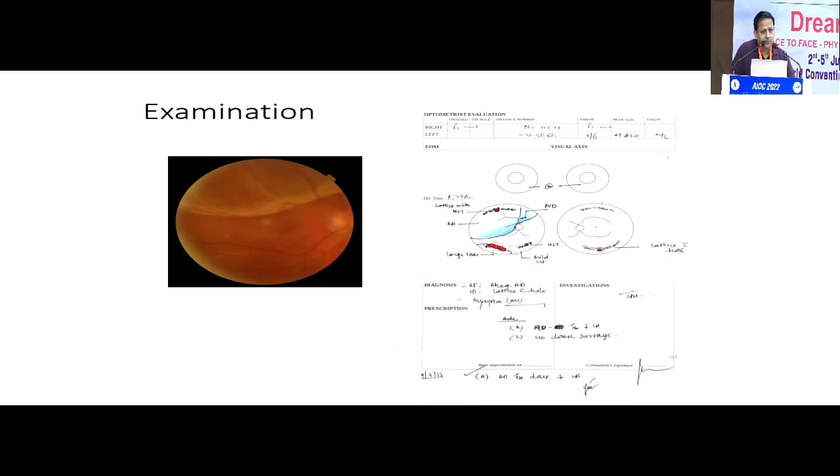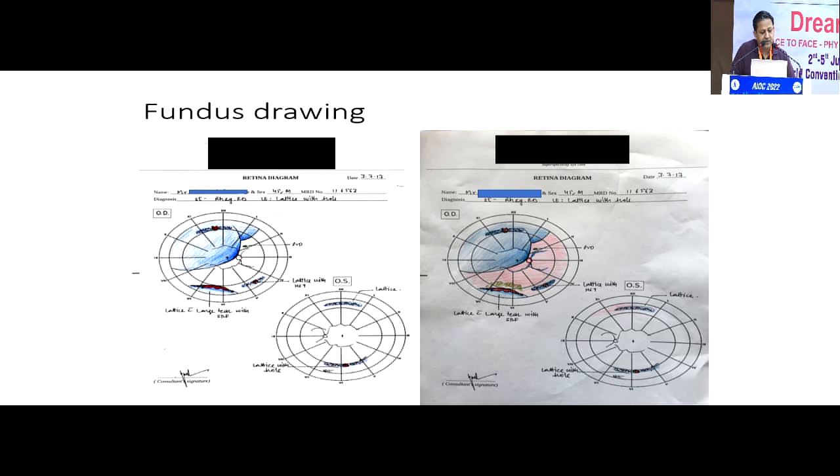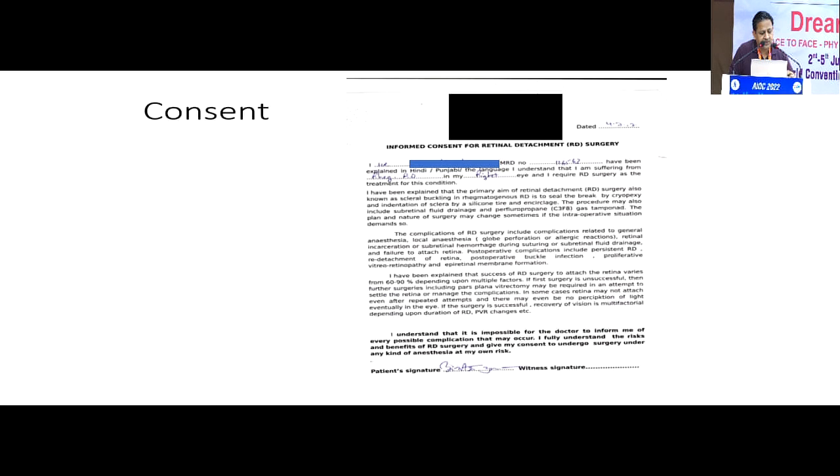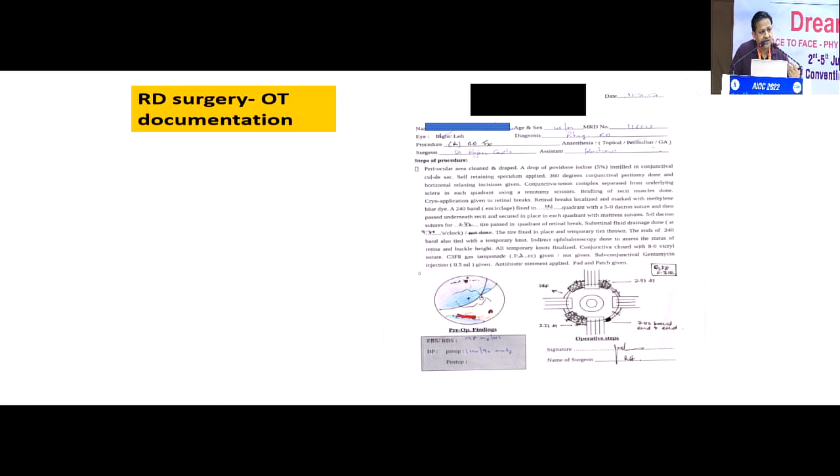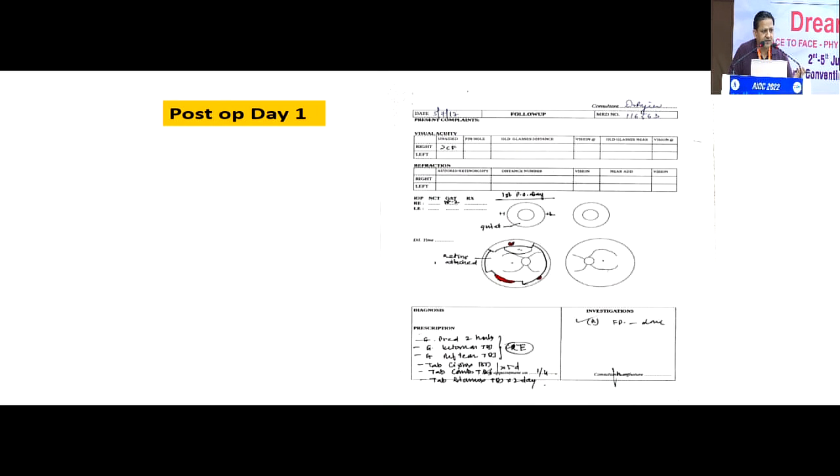So in the OPD, you make a small drawing, and then when you have decided that you are going to operate, you make a detailed fundus drawing, right? Like this is the same case, and a proper fundus drawing being done before the patient is taken up for surgery. Then, of course, the consent form is there, the vitals monitoring. And RD surgery also needs to be documented. In the RD surgery sheet also, you make that small preoperative drawing and then document whatever you have done properly on the sheet, right? And then post-op again, similar follow-up. So the drawing will help you in following up the patient very nicely, right?